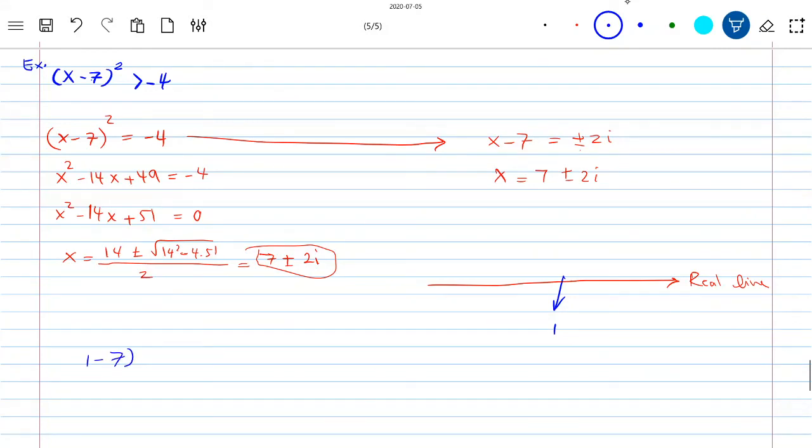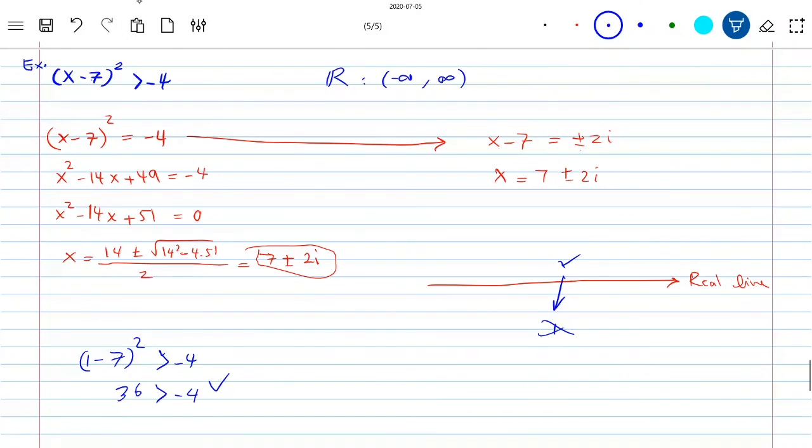1 minus 7 squared, is it greater than -4? And what you get is -6 squared, which is 36. Greater than -4? Yes, it is. So that means this whole real line is acceptable. That means, what is the solution to this inequality? All real numbers. You can say from -infinity to +infinity. It doesn't depend on this test point at all.